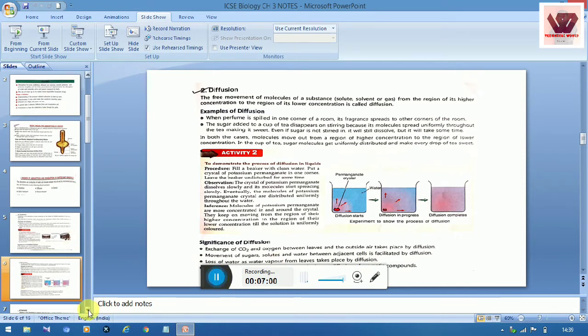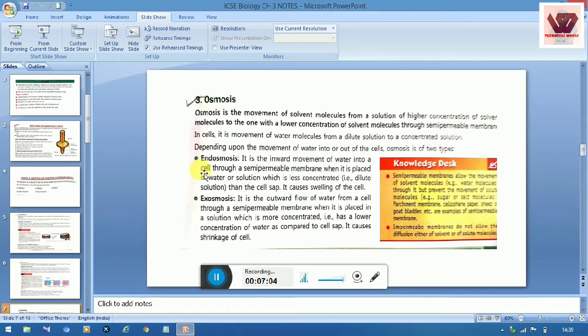Now we move to the next slide. Now what is osmosis? Osmosis is the movement of solvent molecules from a region of higher concentration of solvent molecules to the lower concentration of solvent molecules through a semi-permeable membrane. A semi-permeable membrane means one that allows only some selected molecules to pass from one concentration to the other.